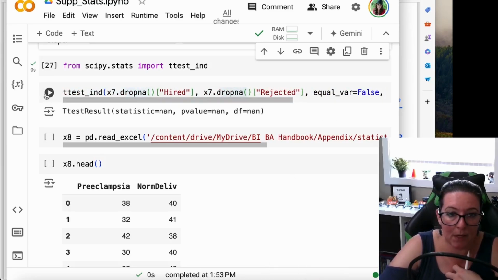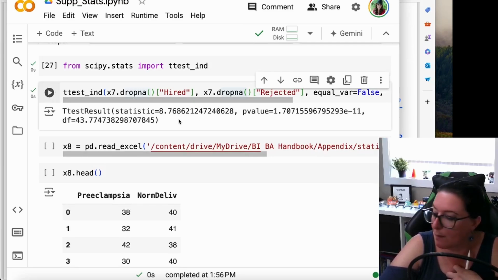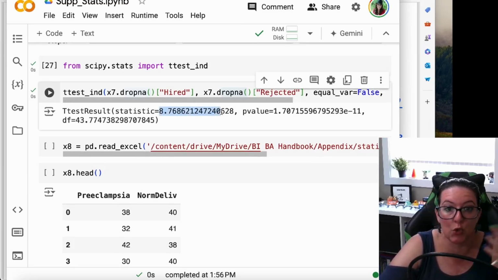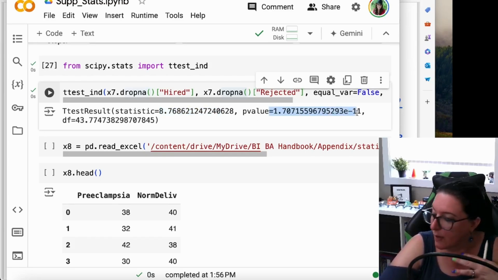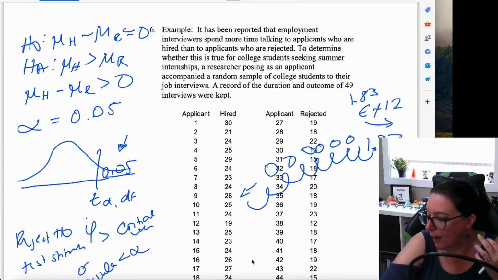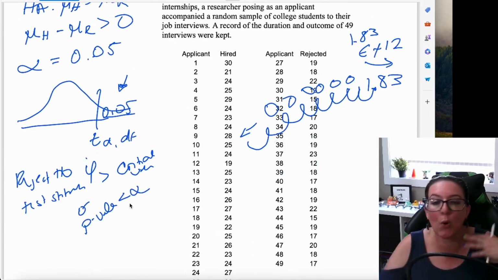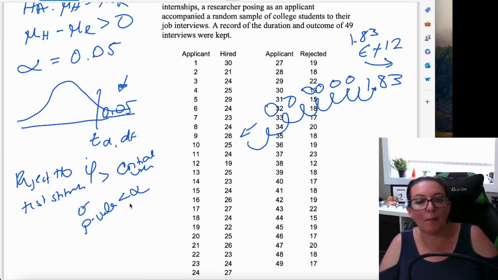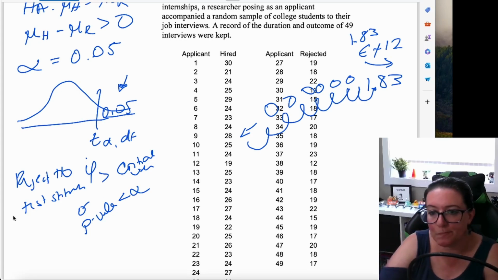Okay, so now I'm going to run this and I should get some numbers. I get a test statistic that's 8.76, super big number. I get a p-value that is very, very small. And so in this particular case, I have a p-value less than alpha. And so I am going to reject the null hypothesis, and those who are hired spend more time in the interview than those who are rejected.